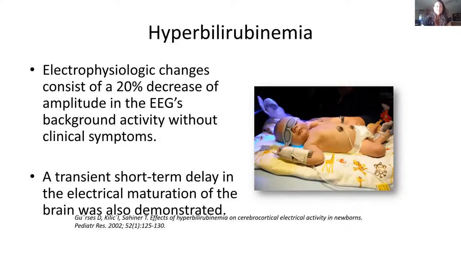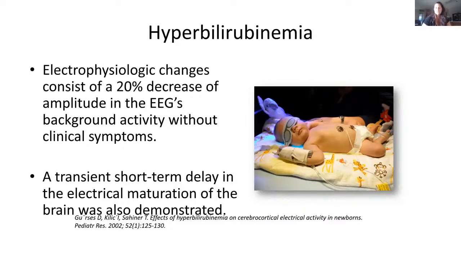I hadn't used it in the past as a general baseline. I'd used it in the past when babies with hyperbilirubinemia would come in with funny movements, either just funny posturing, and I couldn't tell if it was just related to the hyperbilirubinemia or did they have something else going on, infectious or meningitic. And so I had used it in the past to rule out seizures, and not really thinking about it so much as just kind of neuronal dysfunction and depression. But basically, some of these papers are showing that there are some changes, up to 20% decrease in amplitude without clinical symptoms, and that there is a delay in maturation as well.